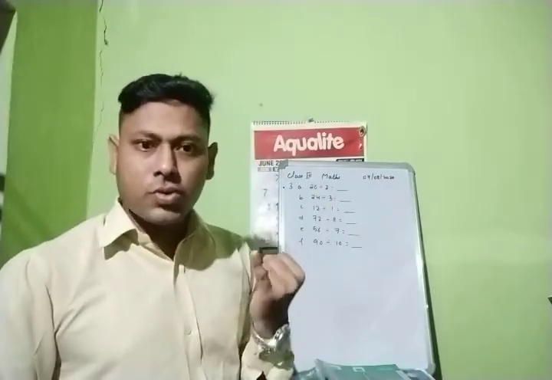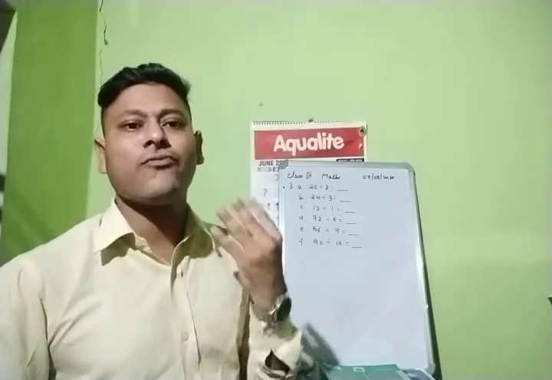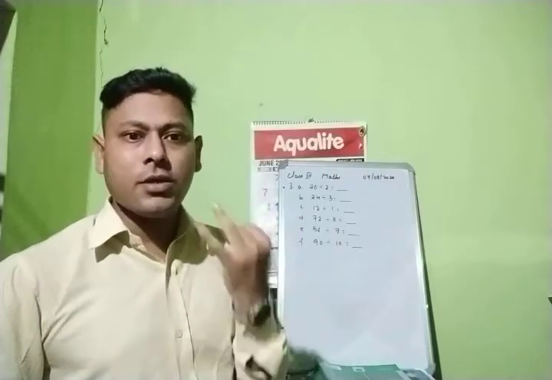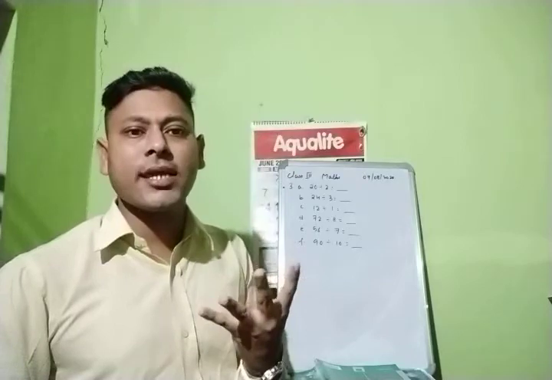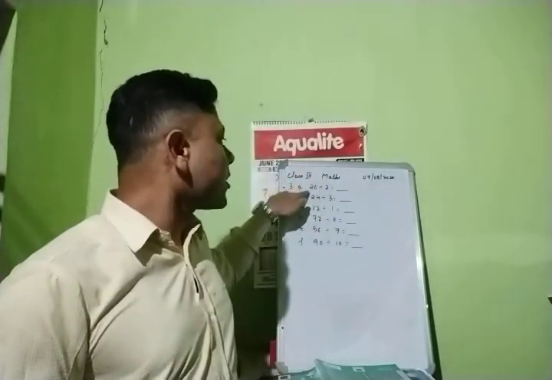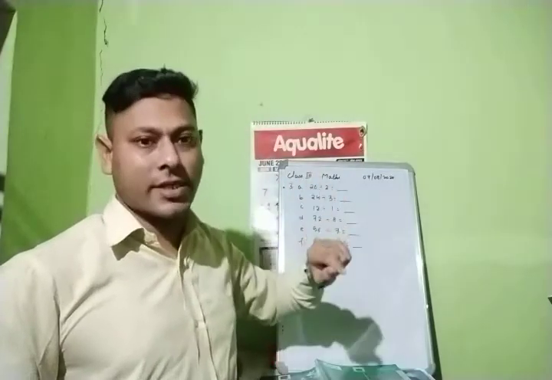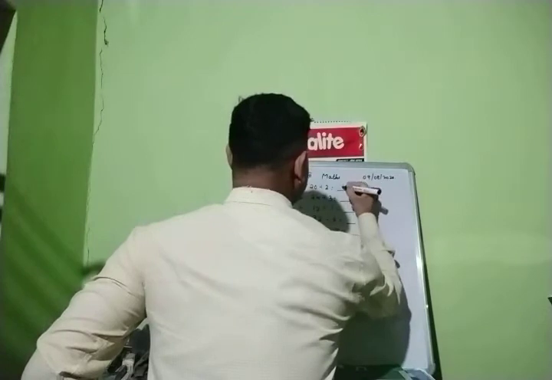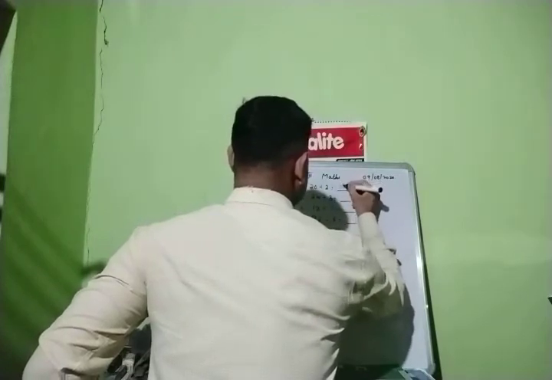2 ones are 2, 2 twos are 4, 2 threes are 6, 2 fours are 8, 2 fives are 10, 2 sixes are 12, 2 sevens are 14, 2 eights are 16, 2 nines are 18, 2 tens are 20. What is here? 20. That means 2 how much are 20? 2 tens are 20. Right? So what will be our answer over here? It will be 10. Right?